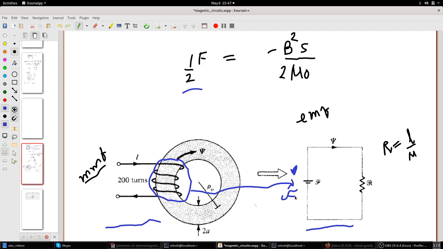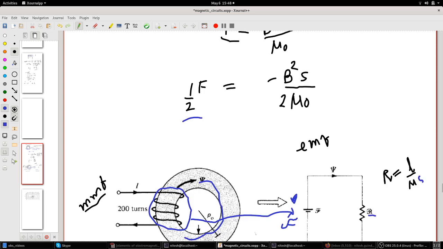Now what we observe is the flux. Flux is analogous to current, so the flux is flowing through this particular core here. What I need here is to find the reluctance. We have said that reluctance is analogous to a resistance. We know that reluctance is given by L divided by mu S.